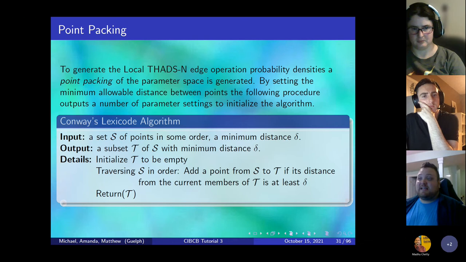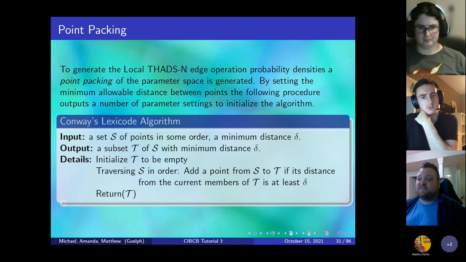And how is this done? Initialize T to be empty, traverse S in order, add a point from S to T if its distance from the current members of T is at least delta, and then return T. And that returned T is a list of possible densities to use, and then we test all of them because that represents the parameter space well.